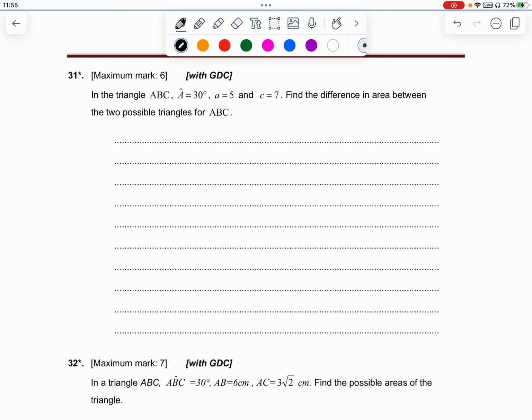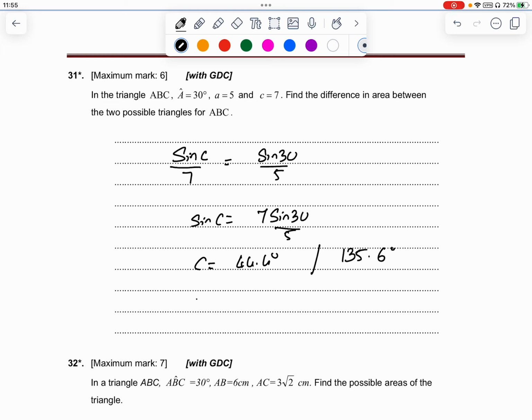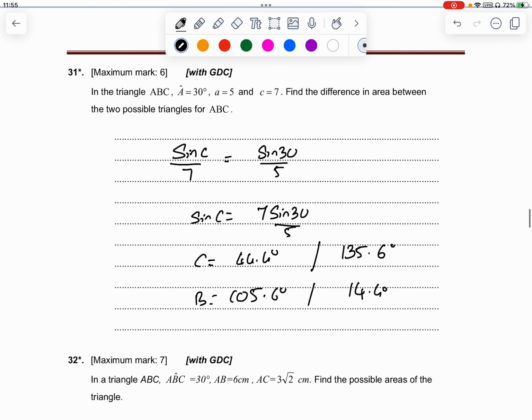Question number 31. In the triangle, these are given, find the difference in the area between two possible triangles in ABC. So first of all, sine C upon 7 equals to sine 30 upon 5. This gives me sine C equals to 7 sine 30 upon 5. So C equals to 44.4 degrees, or 180 minus 44.4, which is 135.6. So B will be 105.6 or 14.4 degrees.